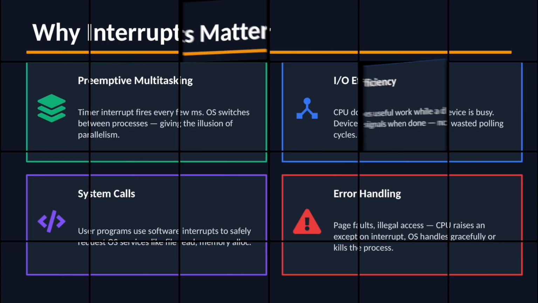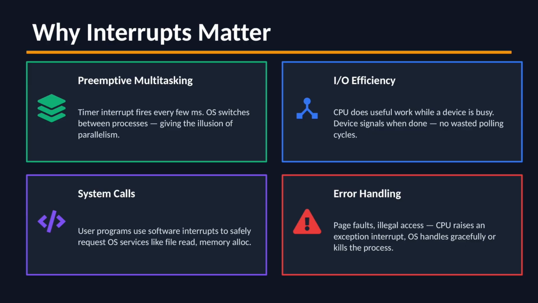So, why does all of this matter? Because interrupts are the foundation of almost everything your computer does. Preemptive multitasking? That's the timer interrupt firing every few milliseconds, which lets the OS switch between processes, which in turn gives you the illusion that multiple programs are running simultaneously. Efficient IO? The CPU starts a disk read, then goes off and does other useful work. When the disk is done, it fires an interrupt. The CPU spent no time polling, so no wasted cycles.